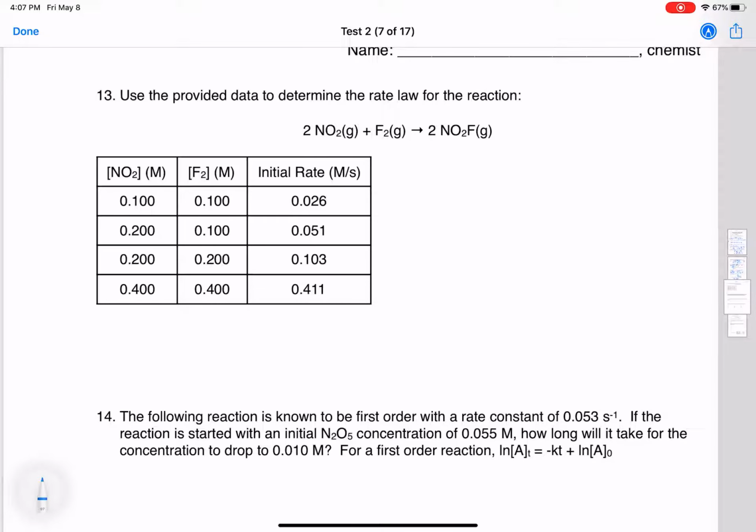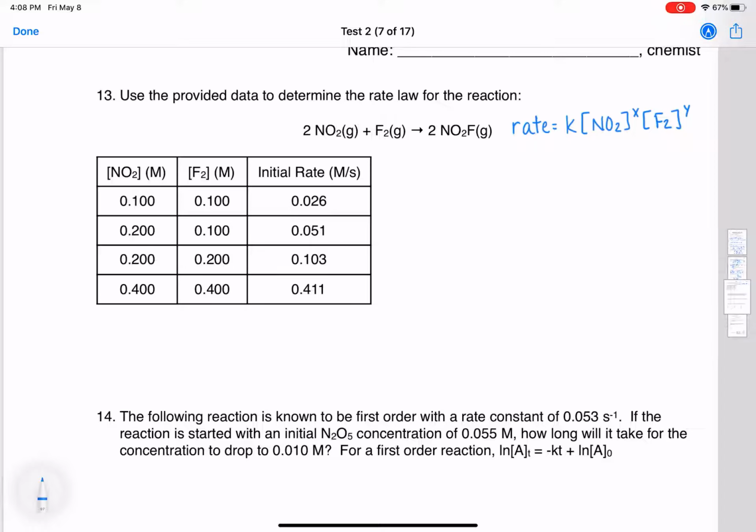Problem 13 is giving us some reaction data and asking us to calculate the rate law. Let's start by writing out the generic form of the rate law for this reaction. The generic form is going to be rate equals k, the rate constant, NO2 to some exponent we don't know, times F2 raised to another exponent that we don't know. And our job is to figure out what the exponents x and y are.